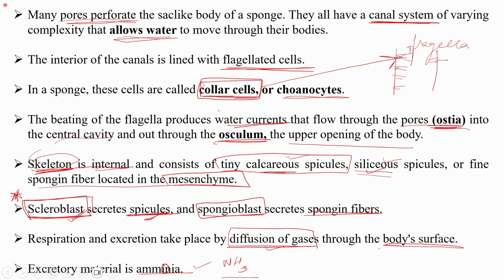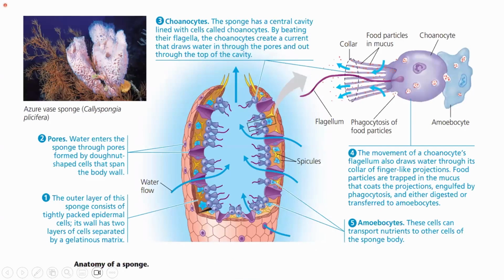As I mentioned, we have an outer layer, then we have pores which are present in the outer layer, and then we have choanocytes or the collar cells which line the inner layer, and the internal cavity is known as the osculum, through which the water flows out. So we will learn about each of these one by one.